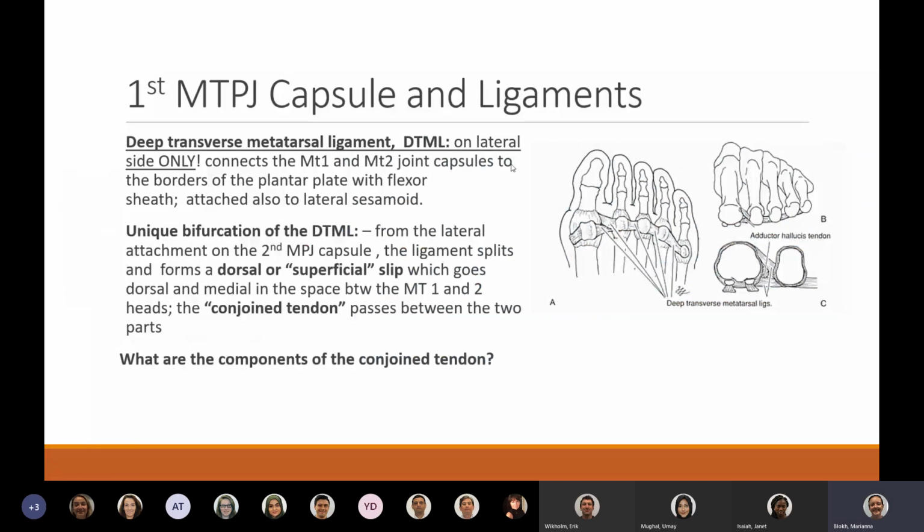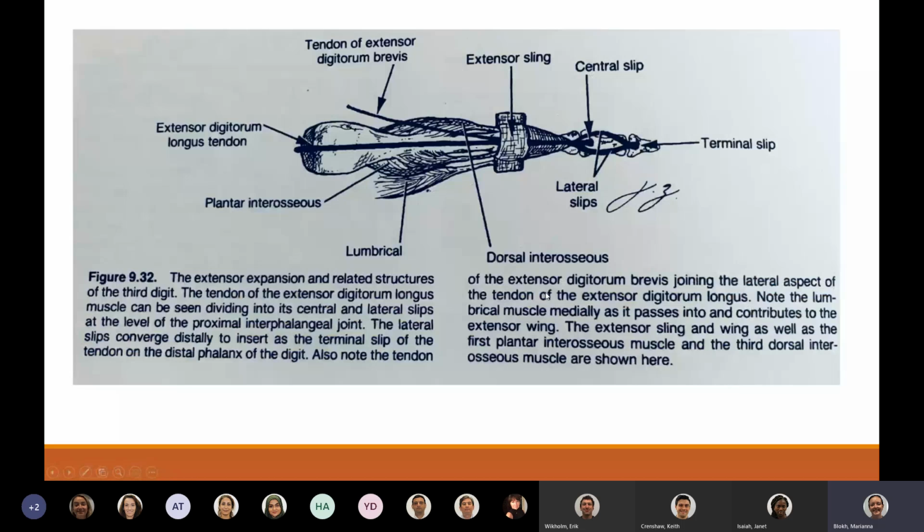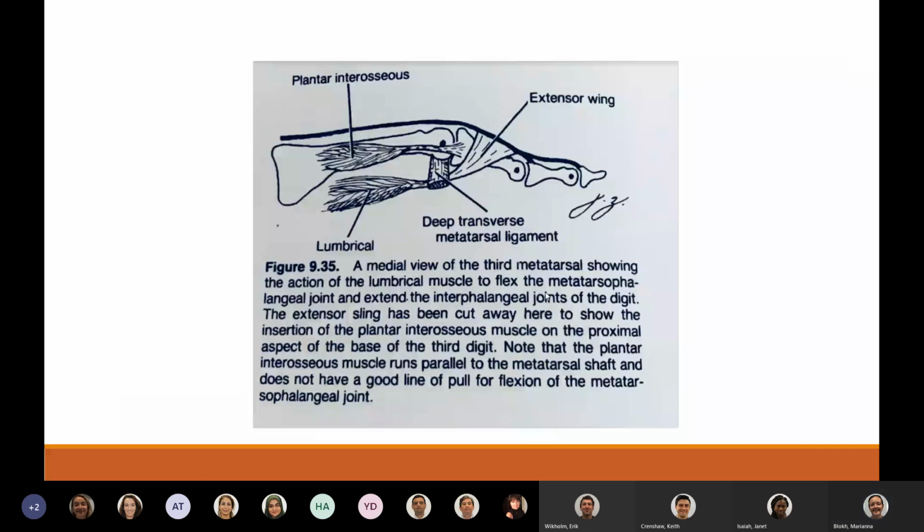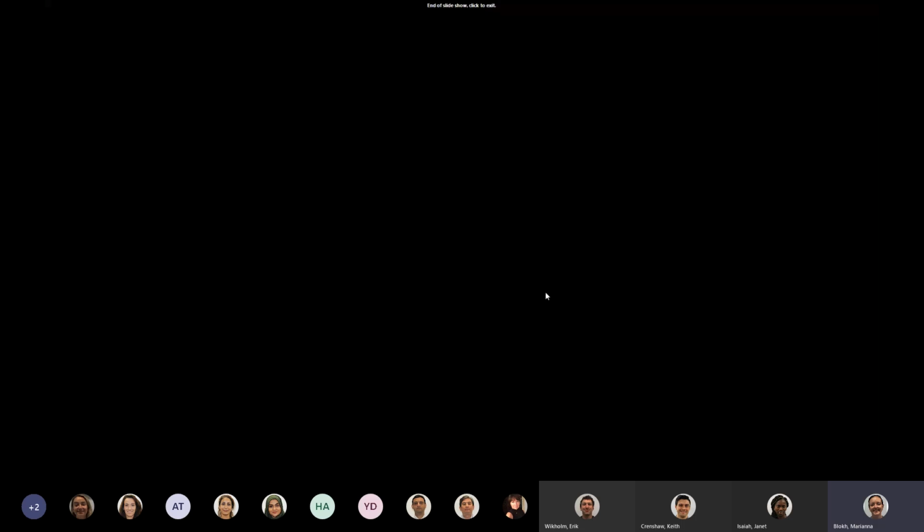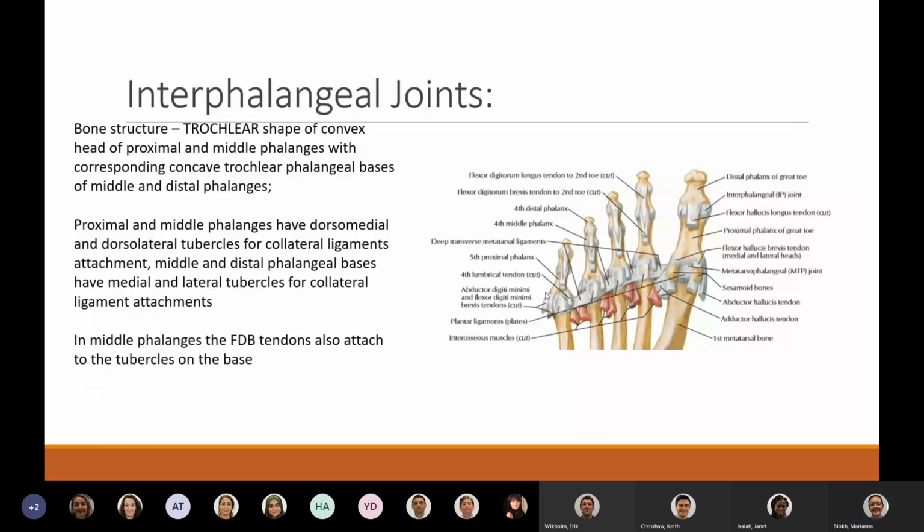Let's just see, deep transverse. So the deep transverse metatarsal ligament, they do ask about that. Obviously, for the first metatarsophalangeal joint situation, it's only on the lateral side. It connects the first and second metatarsal joint capsules. Remember I said this connection occurs at the metatarsophalangeal joint level. Let's see, more pictures for you to understand. Interphalangeal joint, same thing. So basically everything's written out here.